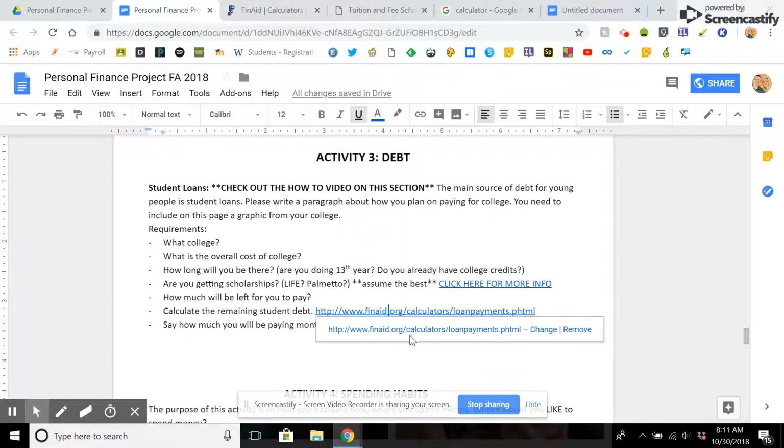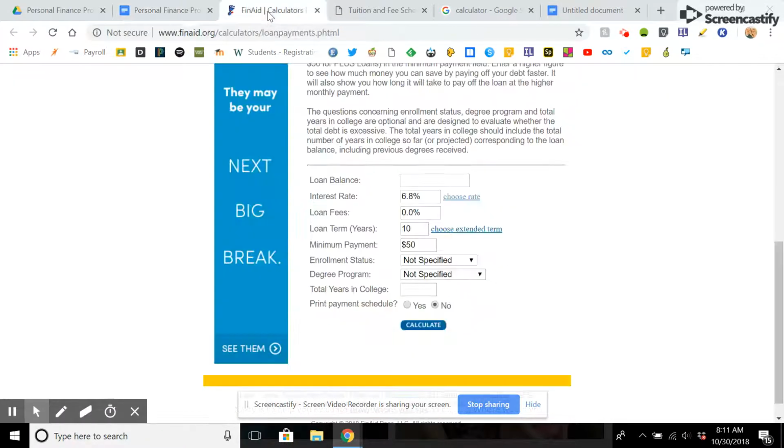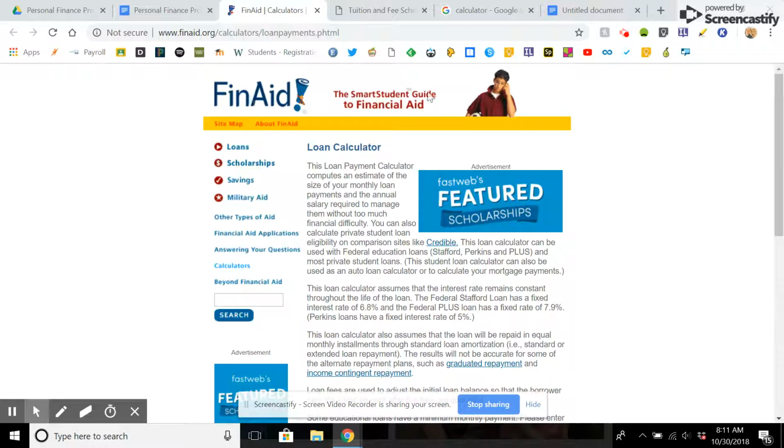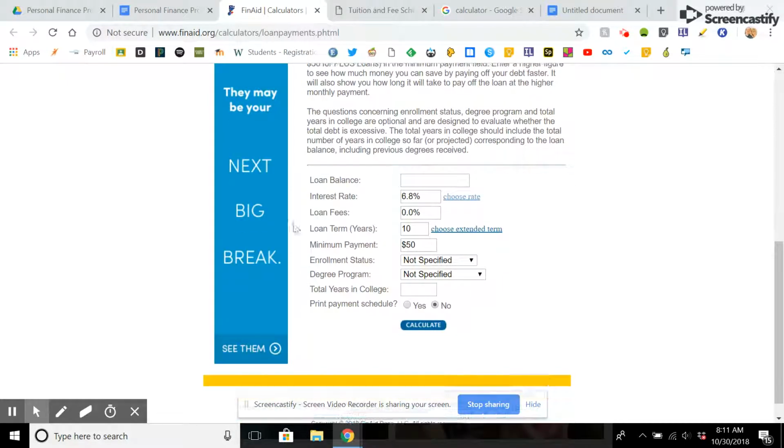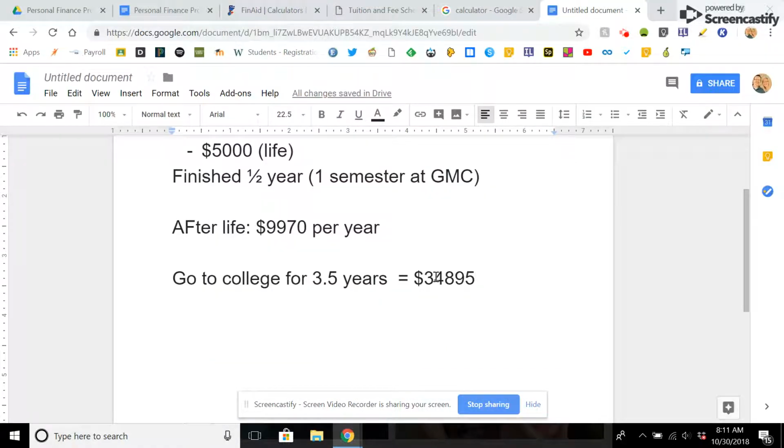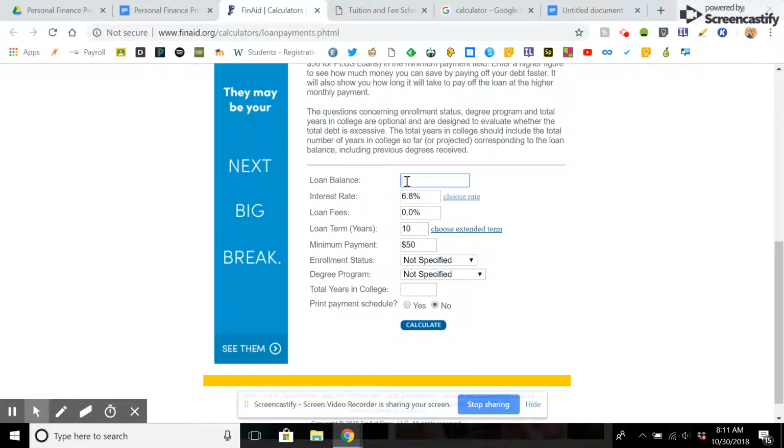So on the Personal Finance Project, there's a link to click here to open up the loan calculator, and when you do, you'll come to this page. All right, now the first thing you're going to do up here at the top is put in the loan balance, the amount that was left, which was $34,895. So we're going to put $34,895. That's the amount that we're going to have to loan.